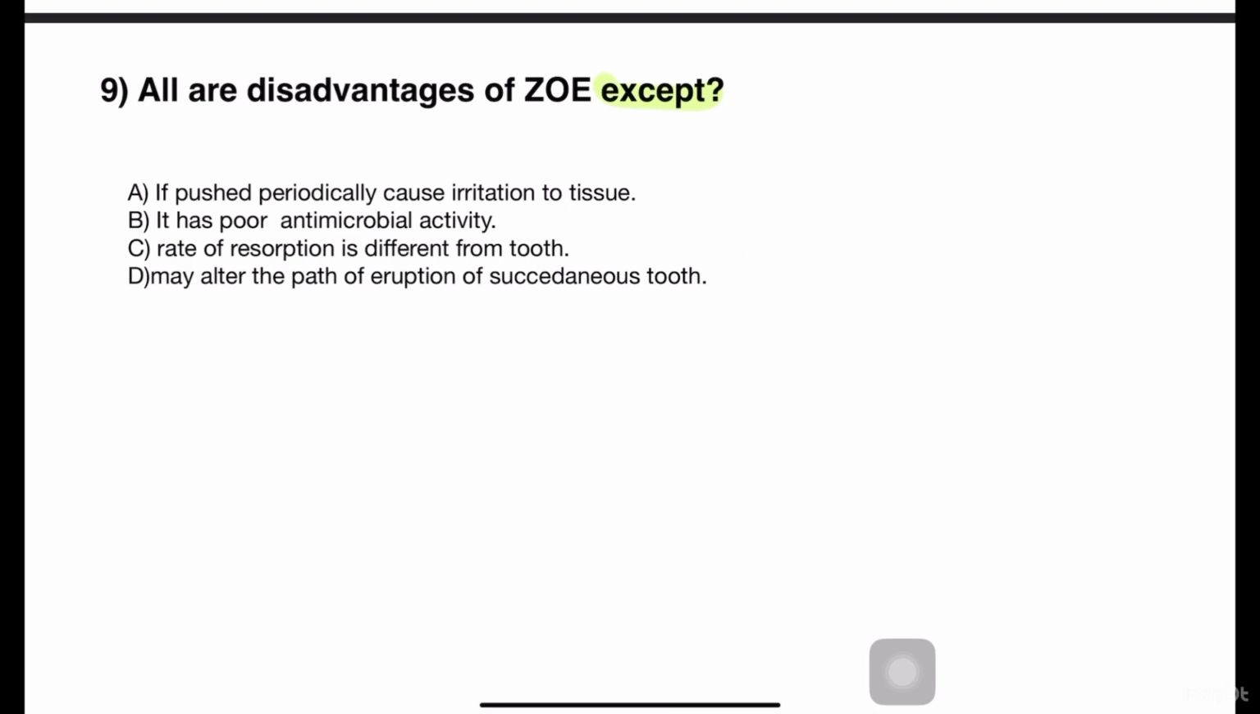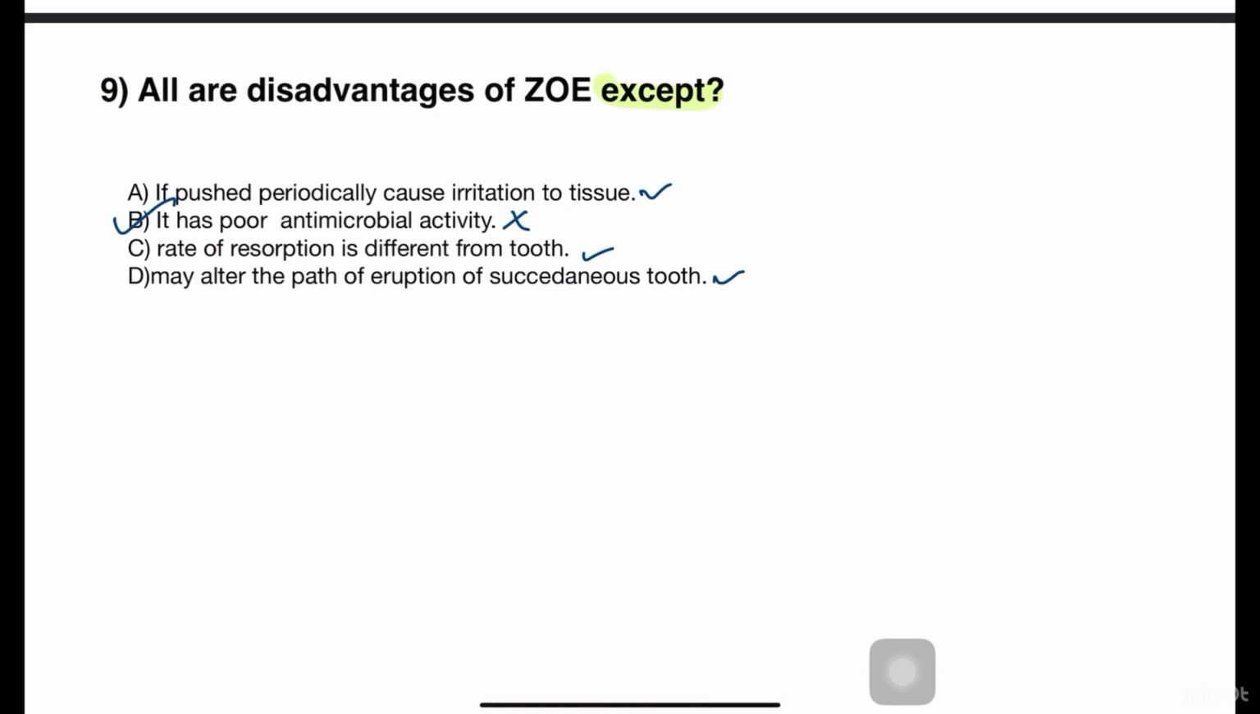Now read all the options carefully. If pushed periapically, it causes irritation to the tissue. Yes, it is a disadvantage of ZOE. It has poor antimicrobial activity. No, it has a good antimicrobial property. Rate of resorption is different from the tooth. Yes, this is a disadvantage of ZOE. May alter the path of eruption of the succedaneous tooth. Yes, this is also a disadvantage of ZOE. So here our answer is: it has poor antimicrobial activity.